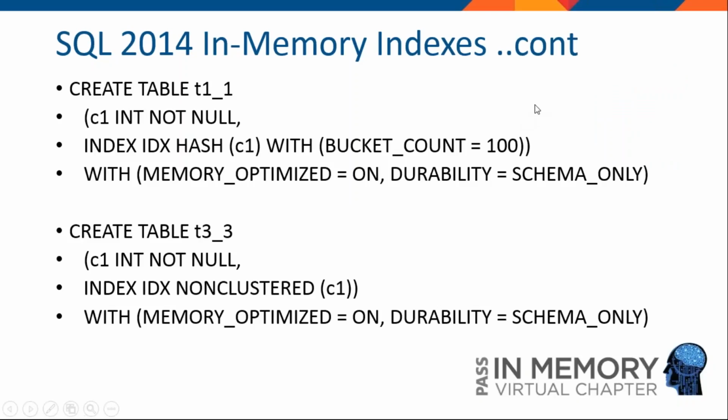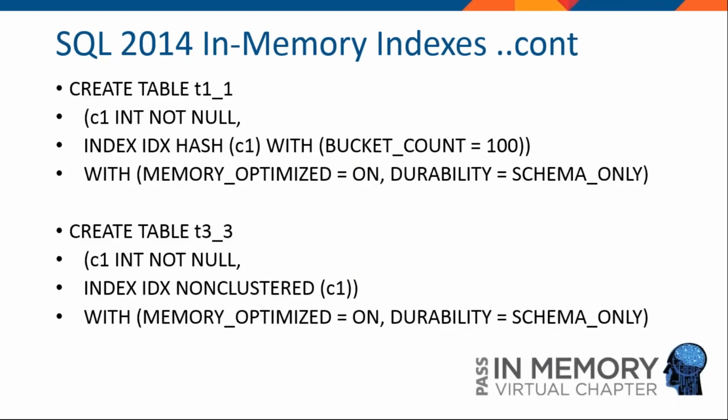And here's an example of the syntax of an in-memory index. You create your table, and you will see first we have a normal column, and then right after you will see index ID hash C1 with bucket count equals 100. Then with memory optimized on, durability equals schema only. This is an example of the syntax you will typically use for a hash index. You create this type of index along with the table. In SQL Server 2014, you are not able to create your table first, and then sometime after create an index over that table.